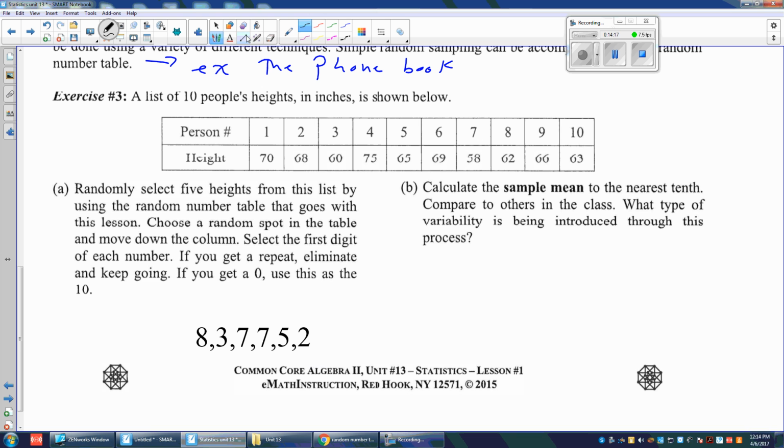We will cross out one of the 7s. 1, 2, 3, 4, 5, 6, 7, 8. There's one random person. The 3rd is a random person. The 7th is a random person. The 2nd and the 5th are all random people.